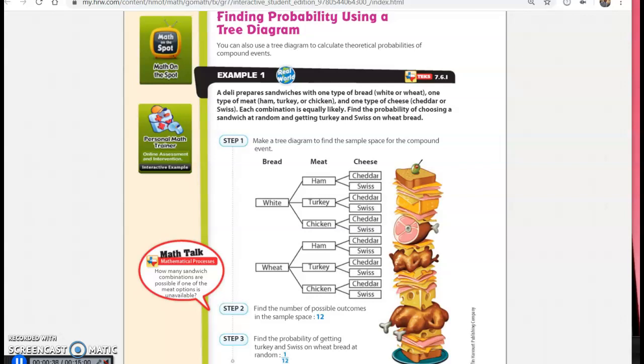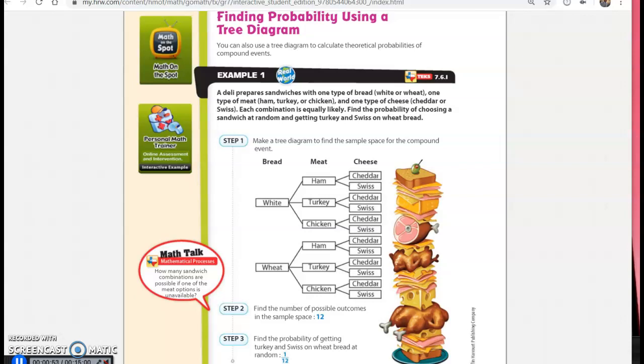As you see here, this is a probability for a compound event, a theoretical probability of a compound event. In this case, we're going to be looking at this particular example, then I'm going to show you another example that we're going to do from scratch.